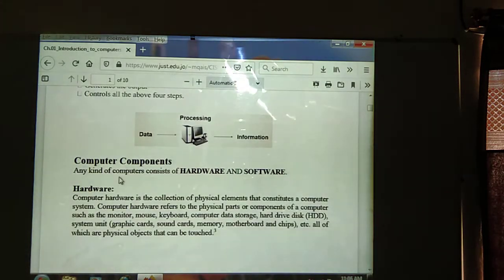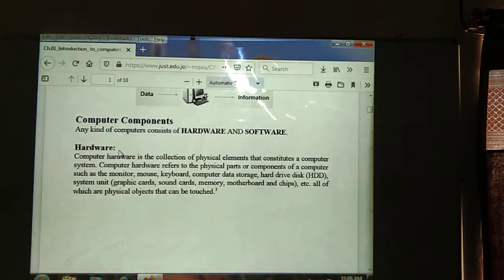Computer components. Any kind of computer consists of how many components? 2 components. First one is the hardware, second one will be software. First we can see what is hardware. Computer hardware is a collection of physical elements. Physical means, suppose in our house, what physical elements are there? TV, fan, like that. Those are all objects we call physical elements.